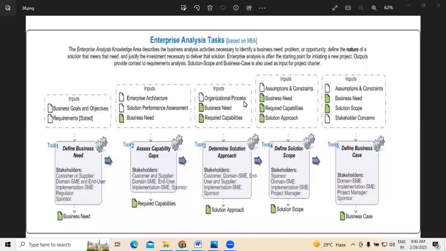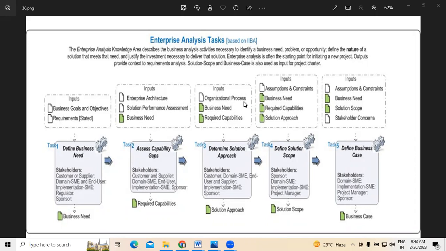Right. So the first knowledge area was done already, business analysis planning and monitoring. The second knowledge area, called elicitation and collaboration, we have discussed so far as a part of the JAT session. Whereas the third knowledge area is called enterprise or strategy analysis. So enterprise analysis is the third knowledge area where we need to understand the functional as well as business aspect of a customer.